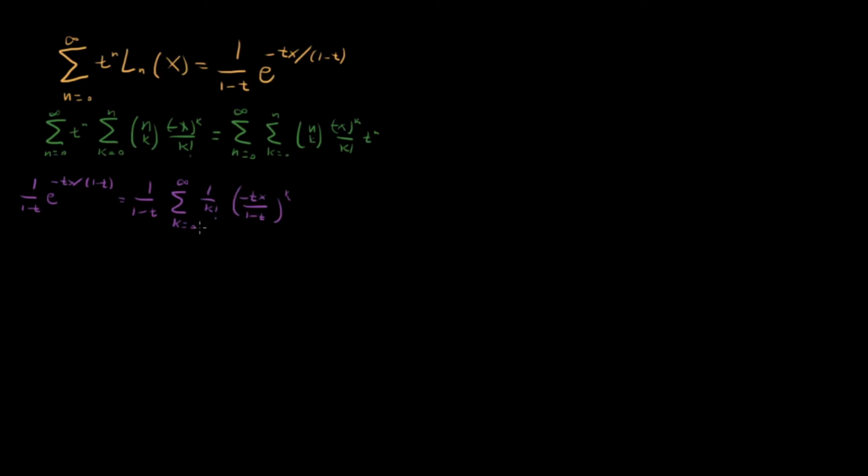But you'll see we have this 1 over 1 minus t out in front, and this 1 over 1 minus t in here. And so I'm going to combine these real quick. I'll combine them, and so this whole thing right here will be just a sum from k equals 0 to infinity. We'll have minus tx to the k over k factorial, and then we'll have 1 over 1 minus t to the k plus 1.